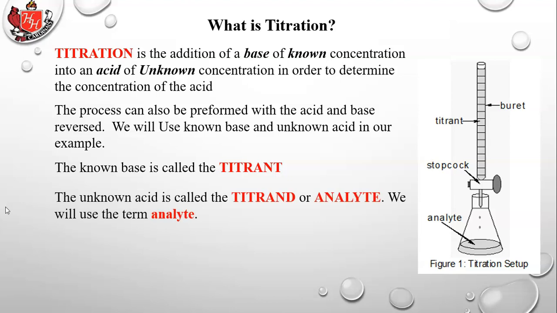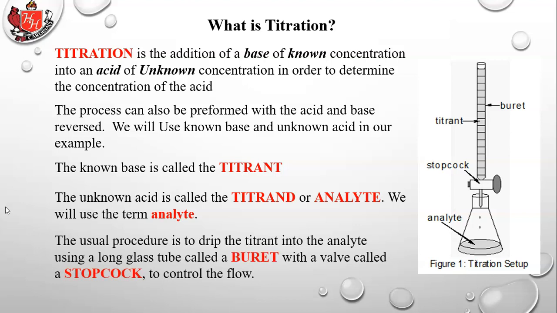The unknown acid is called the titrand or analyte. I like to use analyte because titrand and titrant sound too much alike. So the titrant is what's up in the burette that gets dripped down into the analyte. The analyte is what is of unknown concentration. You know the volume of it. You can see how much you have in the flask. You can measure the volume, but you don't know what the concentration is. Because remember, the acids are always in an aqueous solution, in a water solution.